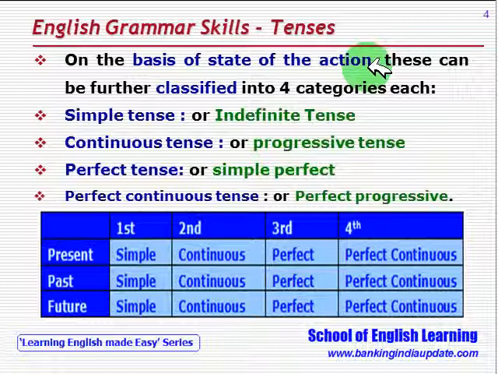In all, we have 12 tenses. So one based on the time, present, past, future. And then each of these is having 4 different forms based on state of action. So these forms are simple, called indefinite, continuous, called progressive, perfect, called simple perfect, and perfect continuous, called perfect progressive. So in all, we have 12 tenses.